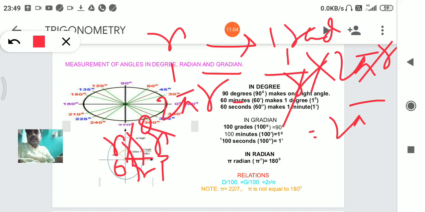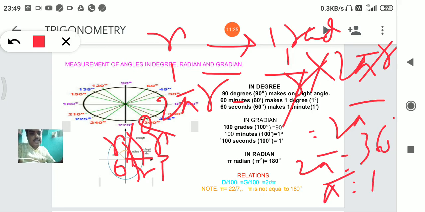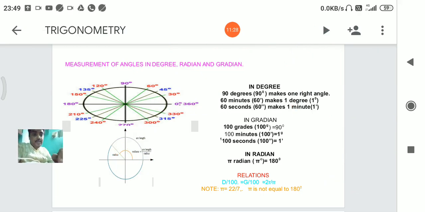So 2 pi radian, again, what is it? The total angle is 360. So 2 pi radian is equal to 360 degree. So pi radian is equal to 360 by 2, that is 180 degree. Very important, you have to remember that: pi radian is equal to 180 degree. And radian we symbolize by the superscript c, that is pi c. But pi as a numerical value, 22 by 7, is not equal to 180 degree.